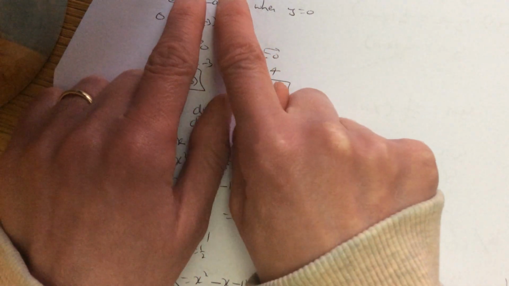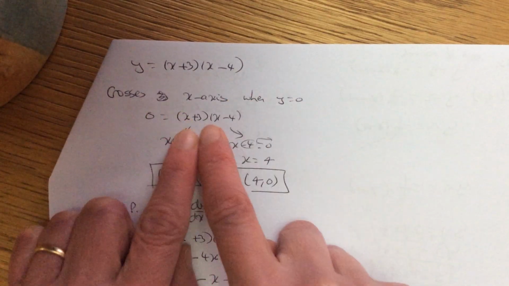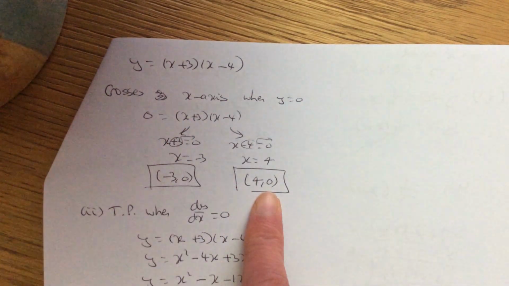Find where it crosses the x-axis. Crosses the x-axis and y is 0. So don't multiply that out. Just put each bit equal to 0 and that tells you your answer.